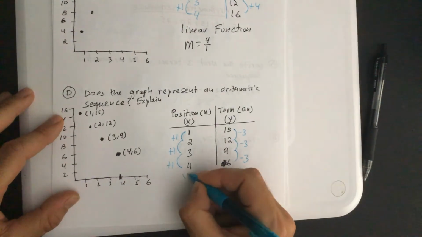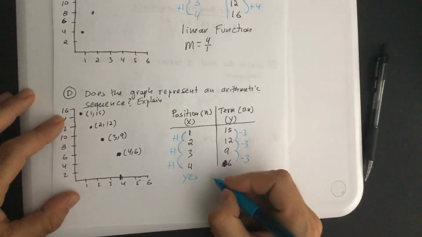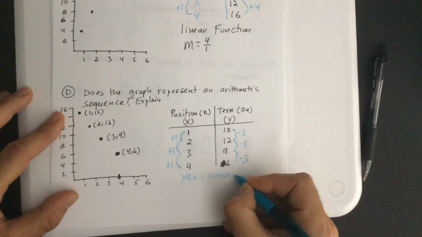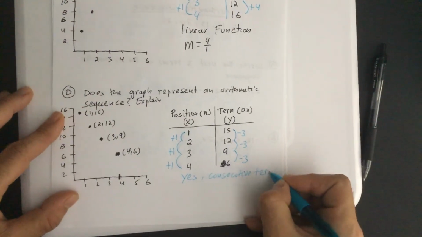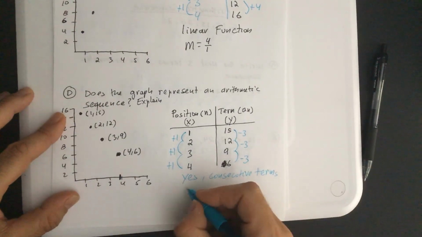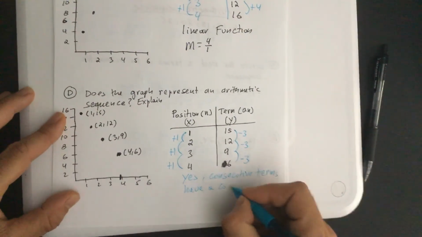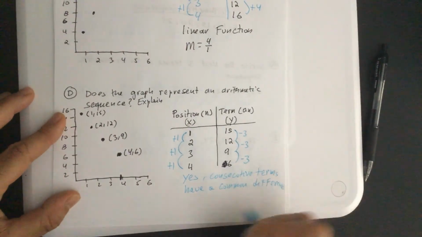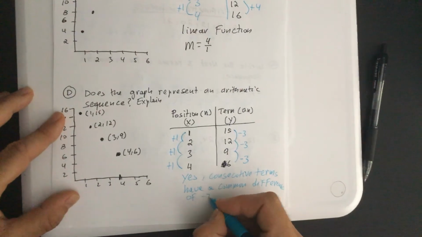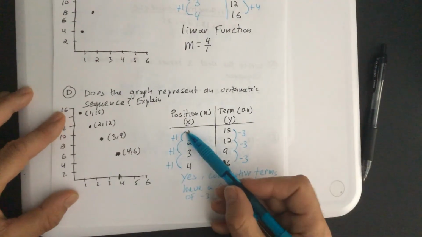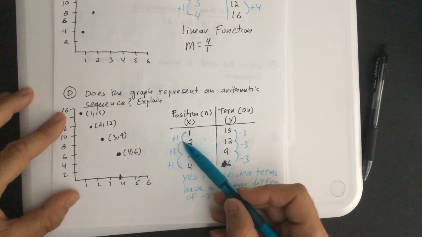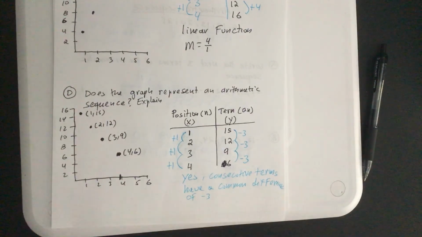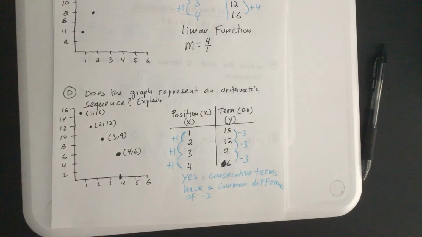Yes, it's an arithmetic sequence. So let's write it down. Yes. The consecutive terms have a common difference, in this case of -3, that will be for the terms, and also the positions are having a constant change of adding 1. Okay, that was it right there, and I hope you guys do the assignment. Okay.